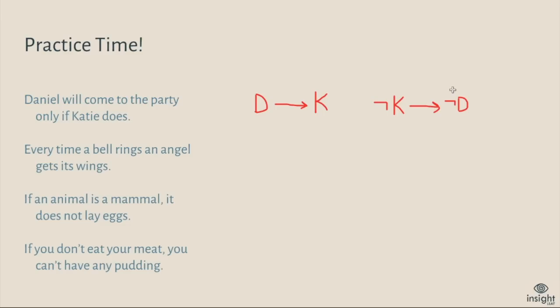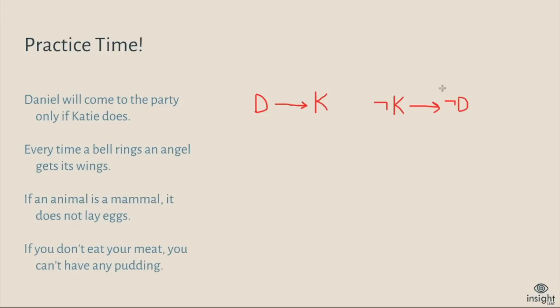That's the contrapositive. And again, I'll say it out loud so we have the full exercise. Here's the statement. Daniel will come to the party only if Katie does. It's represented as if D, then K. The contrapositive is if not K, then not D. And this statement, spoken aloud, is if Katie does not come to the party, then Daniel will not come to the party either.